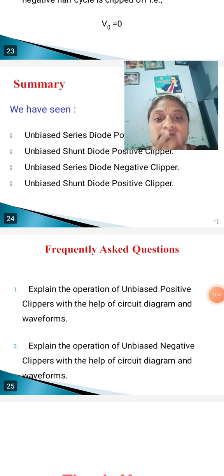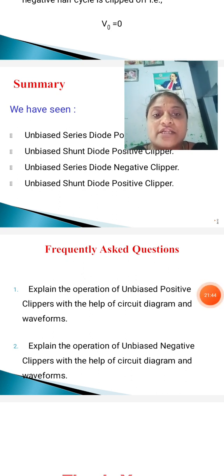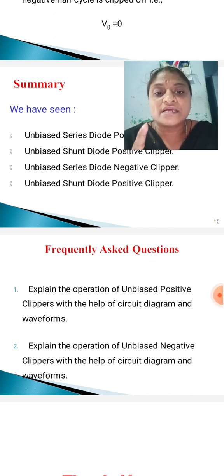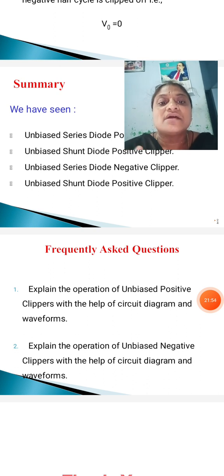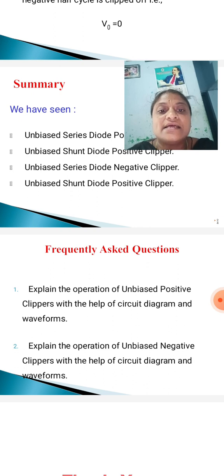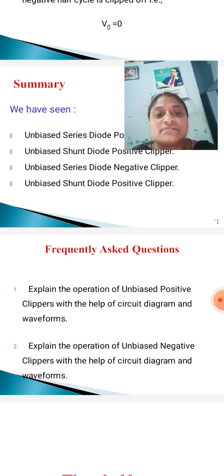The second question may also be asked in today's topic: explain the operation of unbiased negative clippers with the help of circuit diagram and waveforms. This question may also be split into different types of questions. The first is: draw the circuit diagram and input and output waveforms of unbiased series and shunt diode negative clippers.